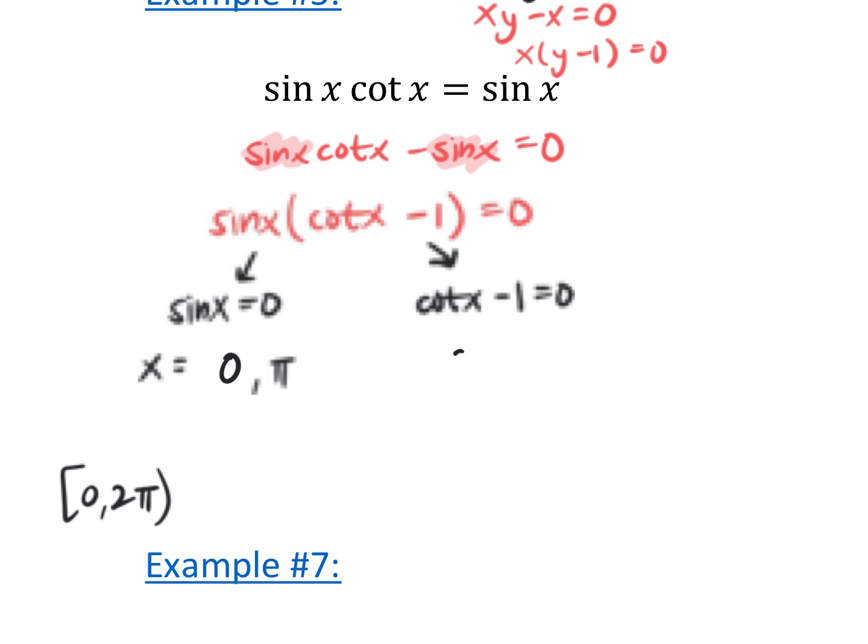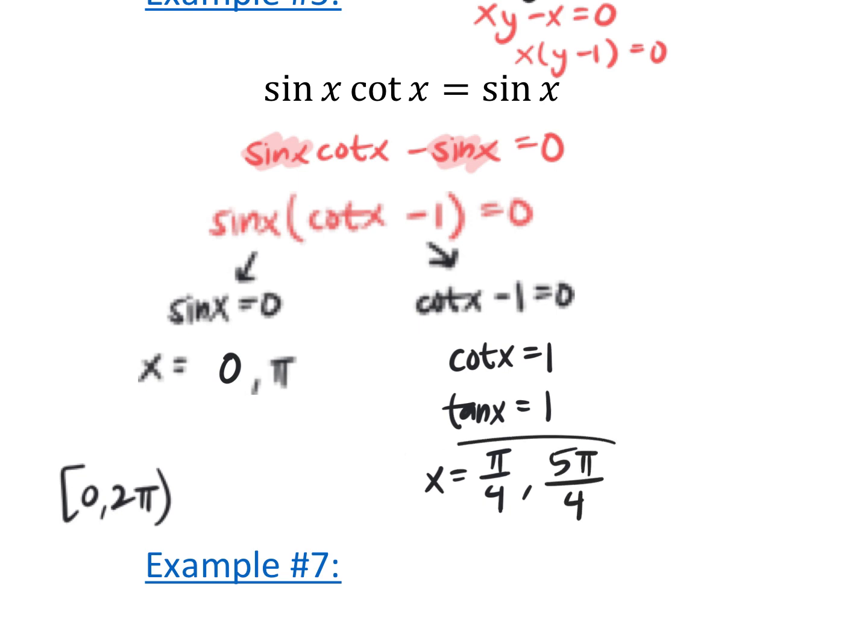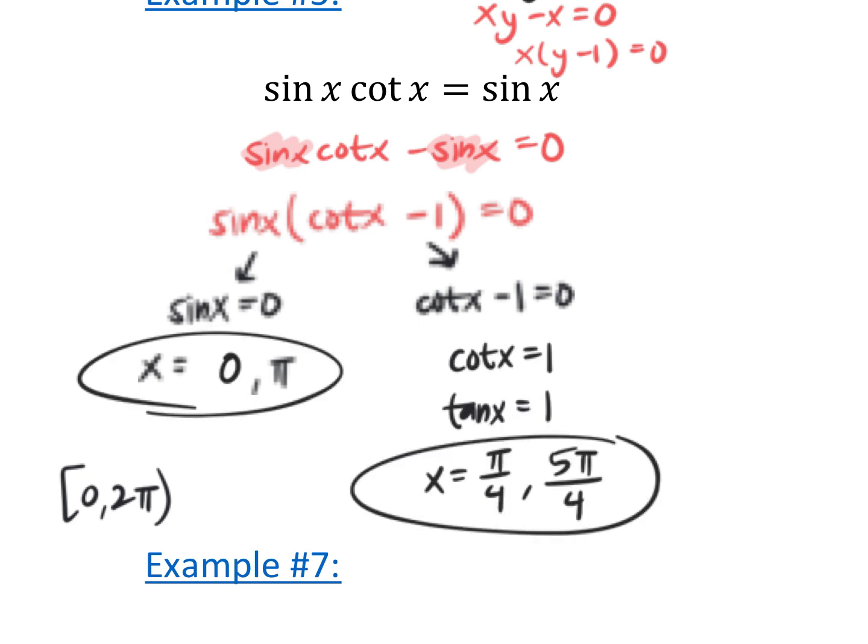And then the right one, cotangent of x is equal to 1, which is the same thing as tangent of x is equal to what? 1, right? The reciprocal of 1 is still 1. So where on your unit circle is my tangent value going to be positive 1? Pi over 4 and 5 pi over 4. So I've got 4 answers for this equation.